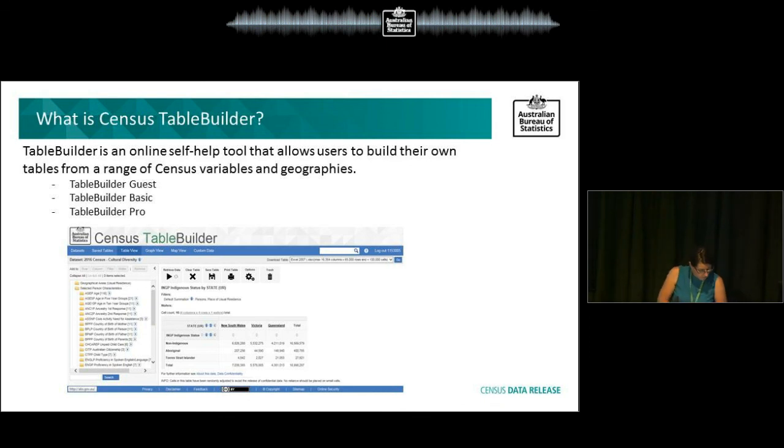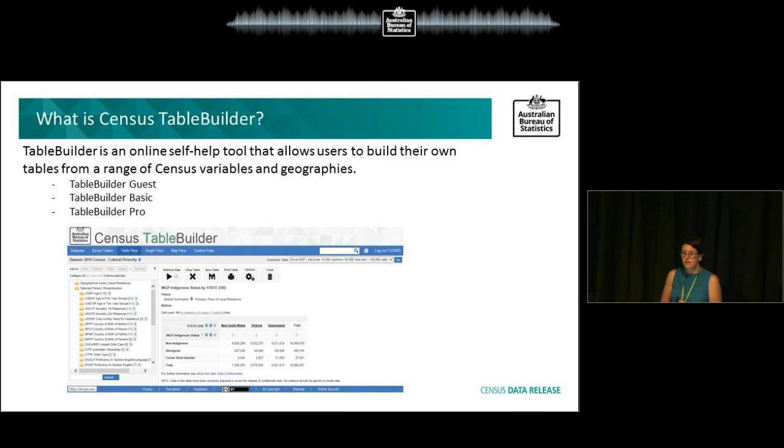So Table Builder Pro comes at a cost of $2,350 per year, and it provides data down to the mesh block level, whereas Table Builder Basic provides data down to SA1 level. In Table Builder Pro, you can cross-classify people, family and dwelling variables together. We have an extra 5 databases in Table Builder Pro that allow you to do that.